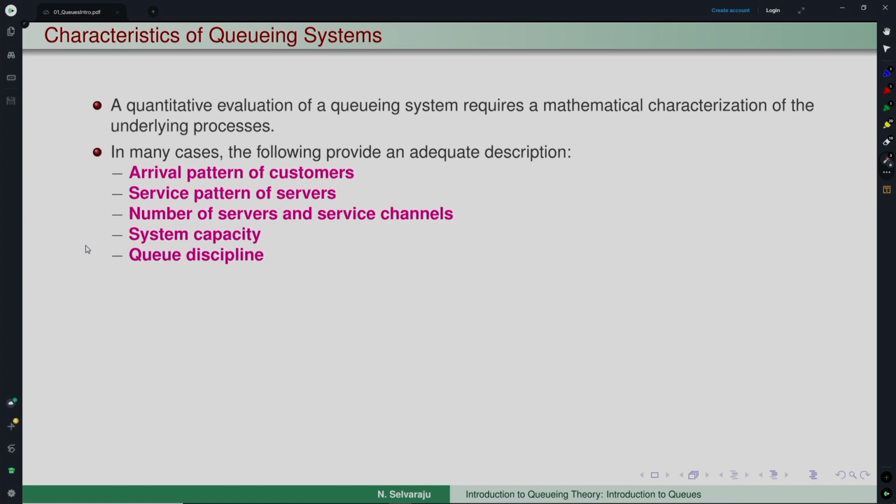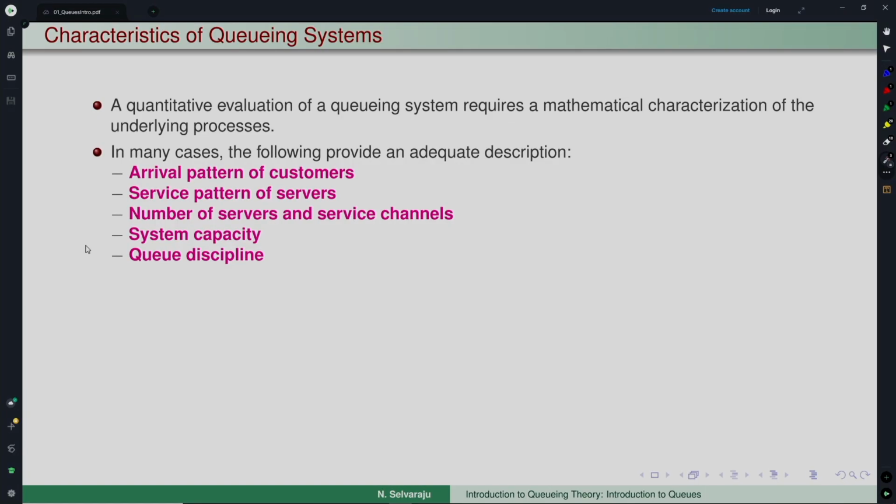Then the service pattern of servers. Again, server is a generic term. It could mean various things depending upon the context. It could mean a link, or a counter where a human person is serving them, or whatever is the case. Then the number of servers and service channels, system capacity, and queue discipline.